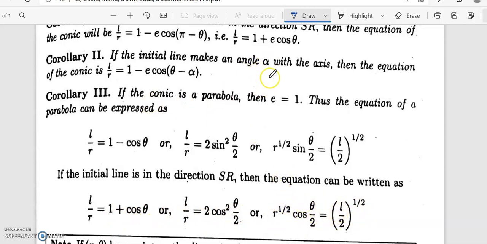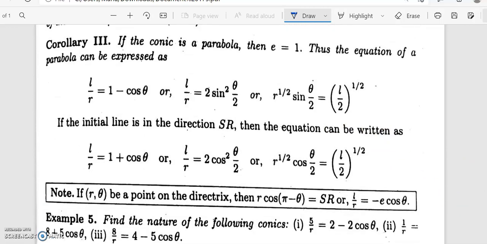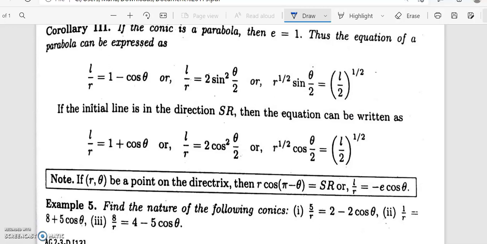And again, if the initial line is making an angle alpha with the axis, in that case L by R equal to 1 minus E cos theta minus alpha, where E becomes 1 in case of parabola, so 1 minus cos theta minus alpha. So this is how the formula applies in these two cases when you have a parabola. Now let us look at a few examples.